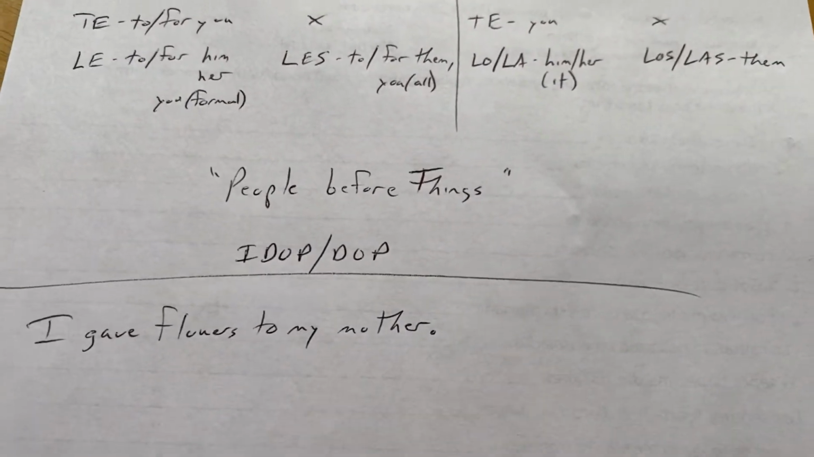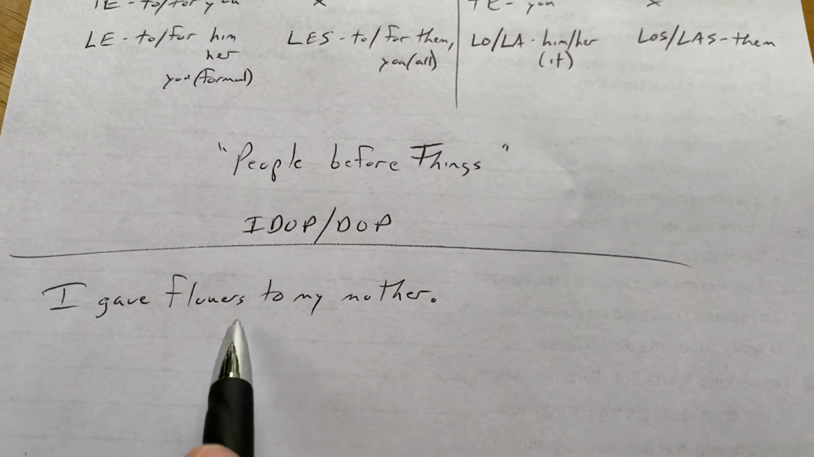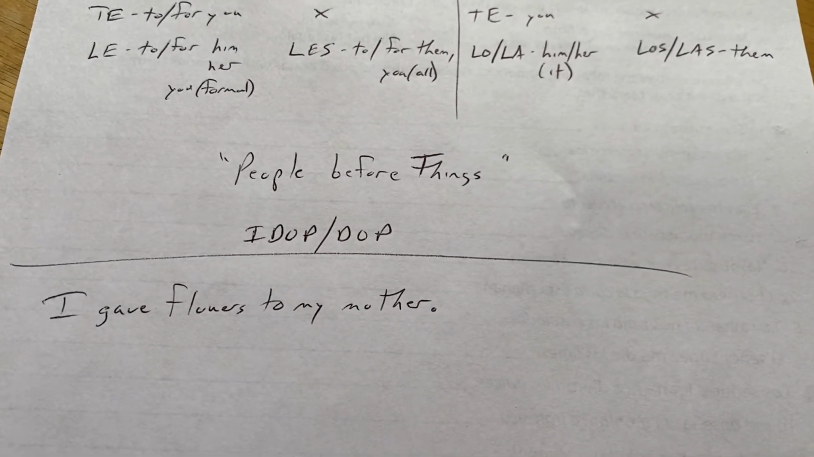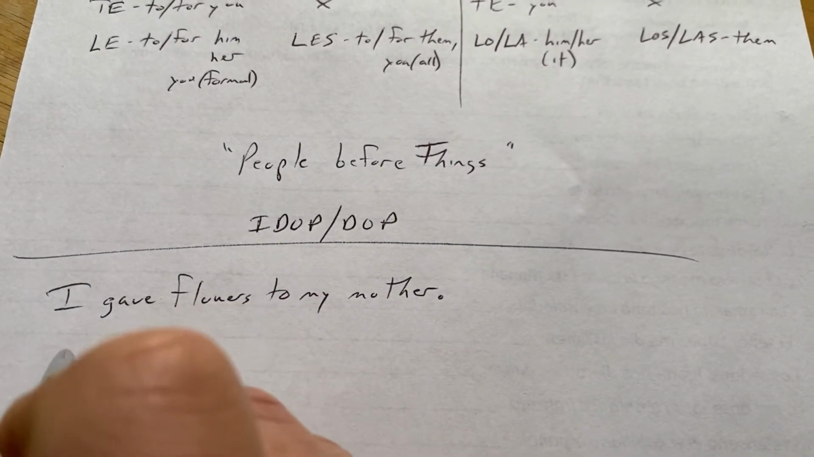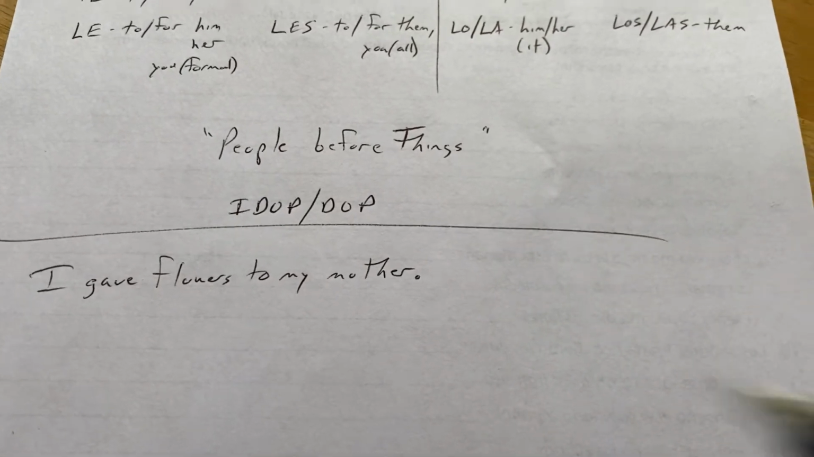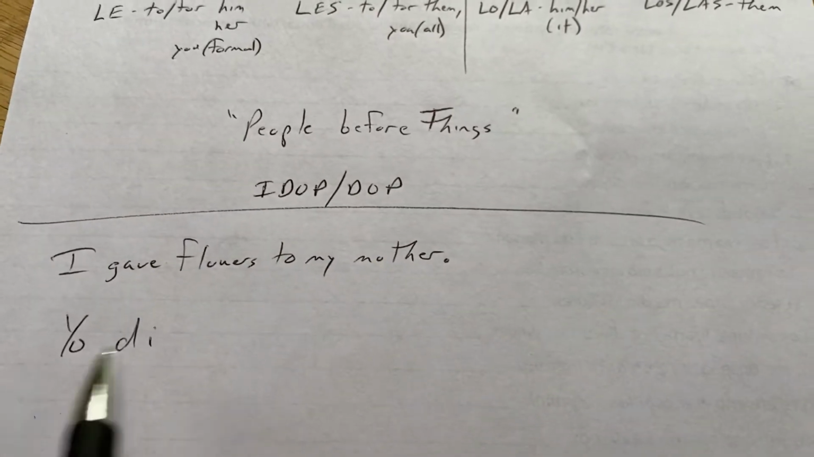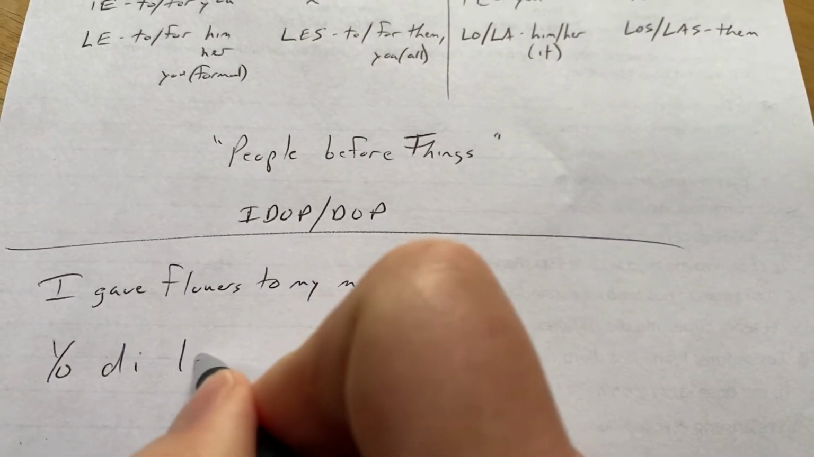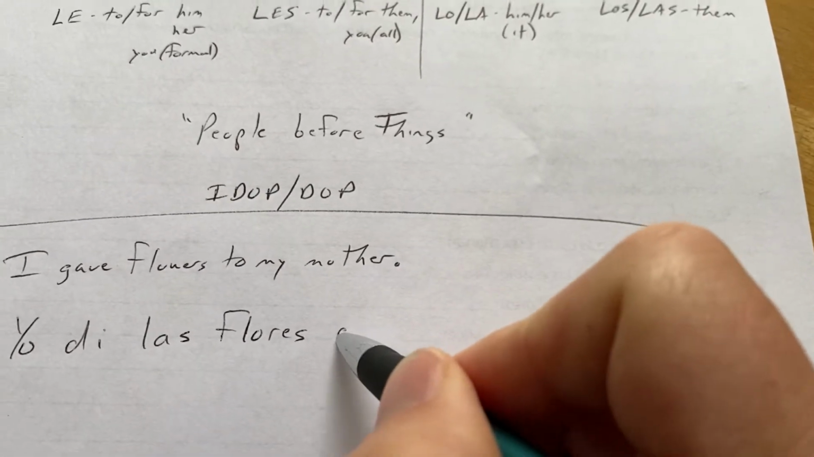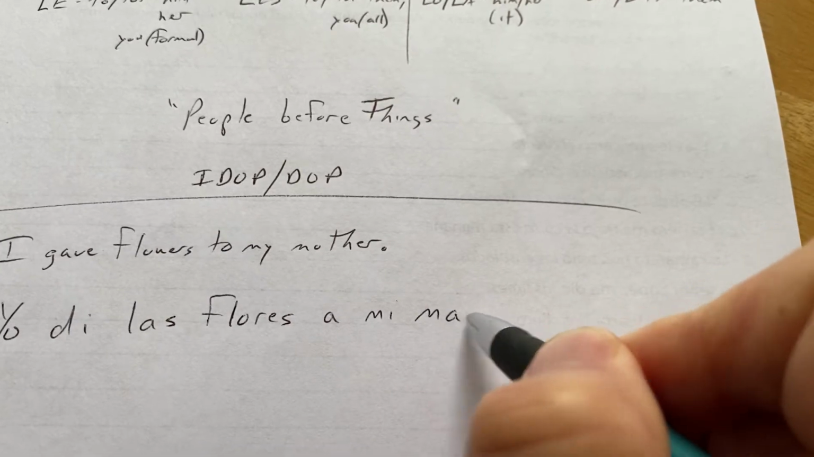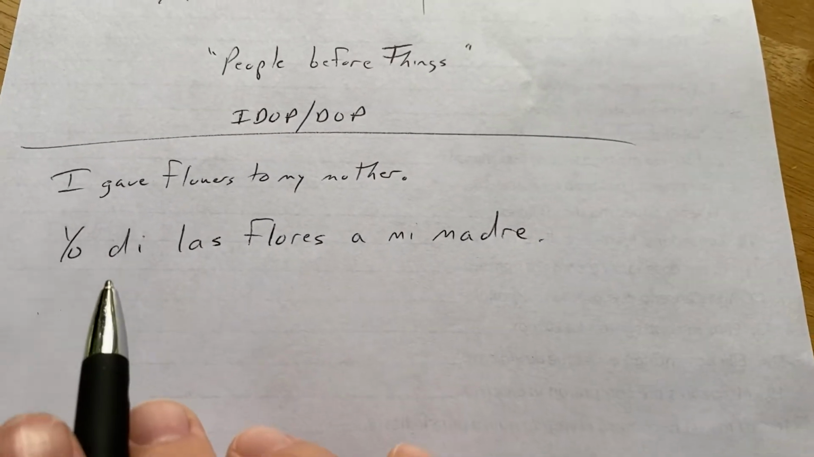Now I've got an example sentence right here, and then I'm going to flip over and do a couple on the page. I gave flowers to my mother. I'm going to just straight out show you what to do. So we've got "yo di." That's I gave. What did you give? Las flores. Who did you give it to? A mi madre.